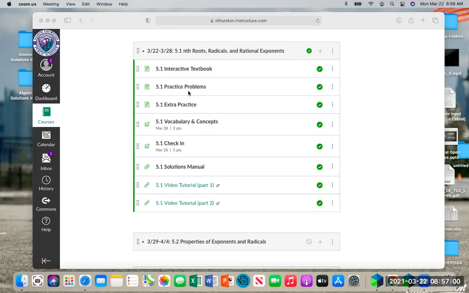Just remember, while you're doing these practice problems, have the solutions manual open, walking yourself through those problems, especially if you get stuck. Look at that solutions manual. Don't just give up, right? This thing is going to help you out tremendously. Extra practice, mainly for the test, but that's there if you want to take a look at anything else.